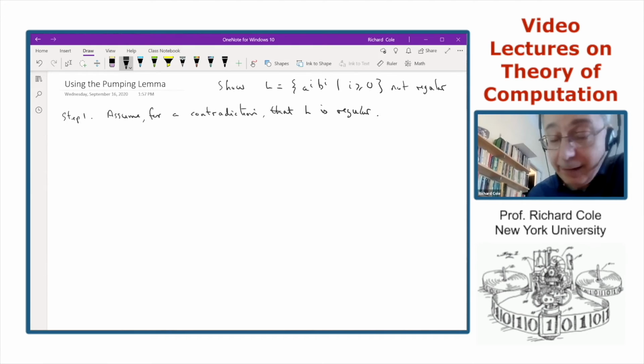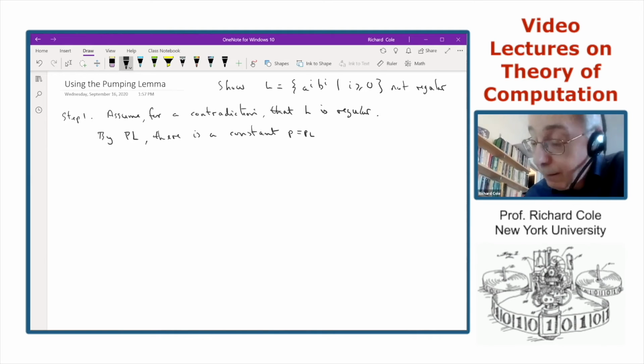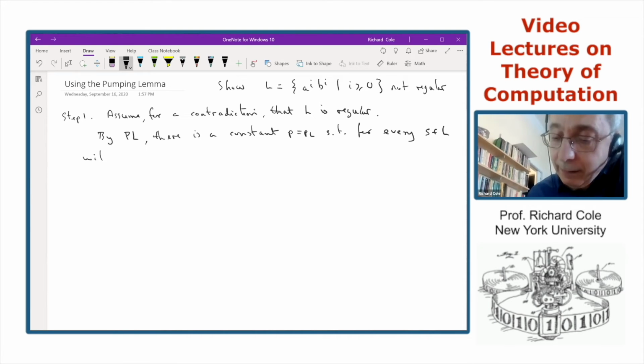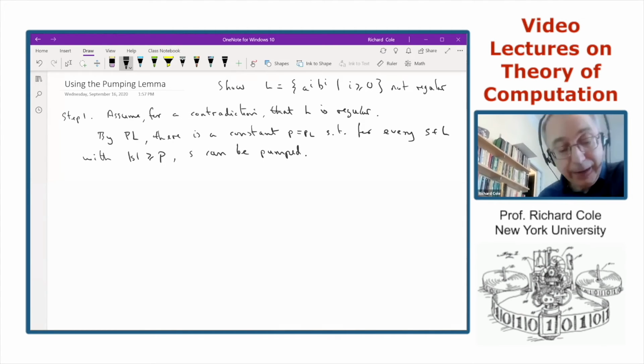So that means that by the pumping lemma, there is a constant P, or P sub L, such that for every S in L with S of length at least P, S can be pumped. And the pumping lemma specifies what being pumped means. So that was step 1.